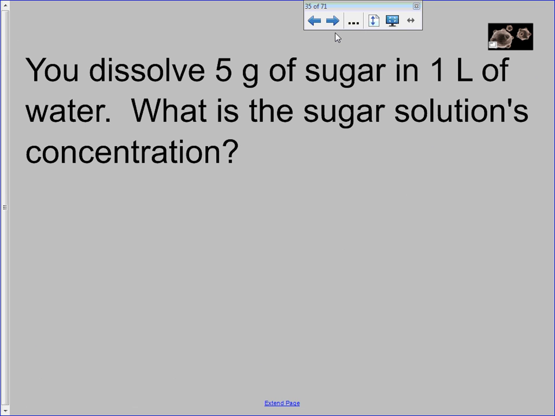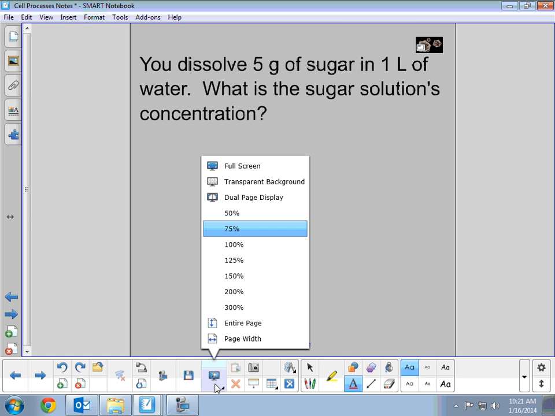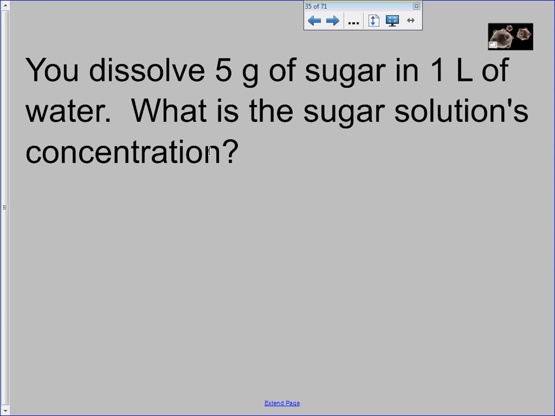Here's an example of how to calculate concentration. This is one of the few math concepts you learn in biology, but you do have to know how to calculate a concentration. So you dissolve 5 grams of sugar in 1 liter of water. What is the sugar solution's concentration?